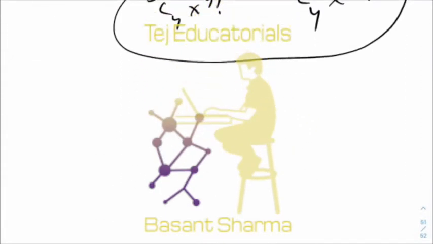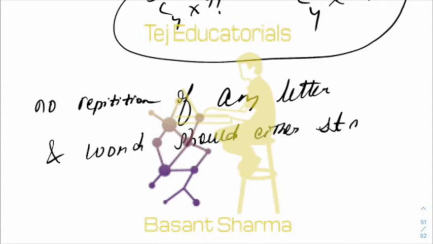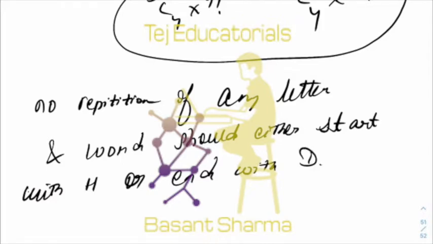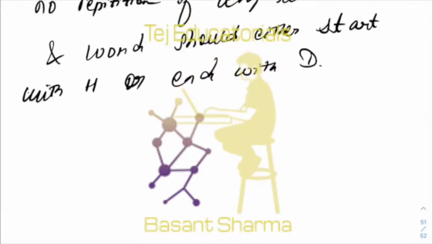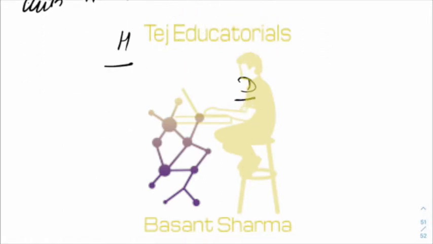Now the next question is no repetition of any letter and the word should either start with H or end with D. So what we are saying is repetition is not allowed and either the word should start with H or it should end with D, or both can also happen, right?